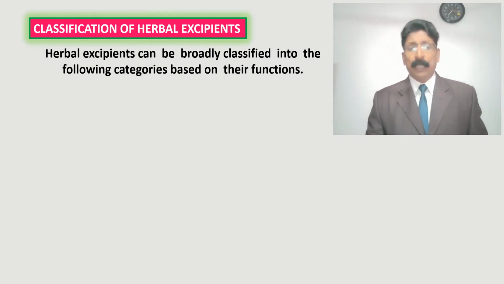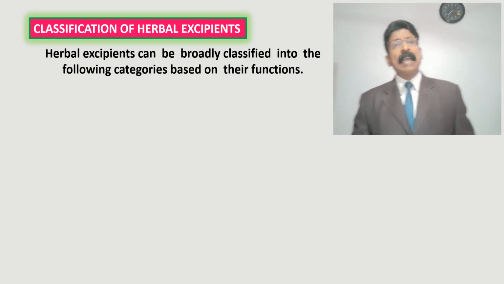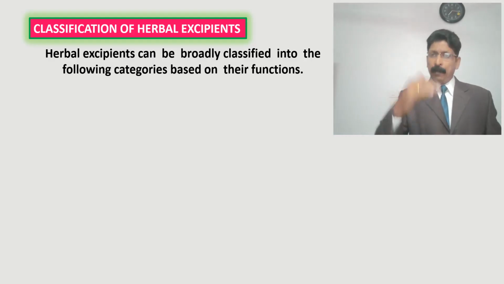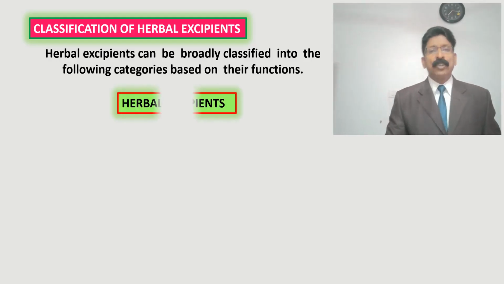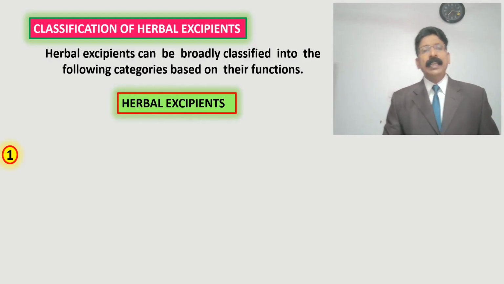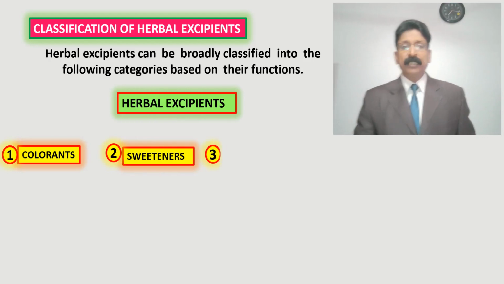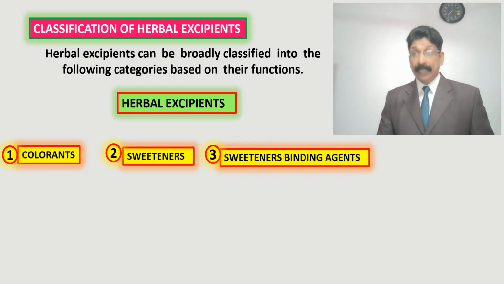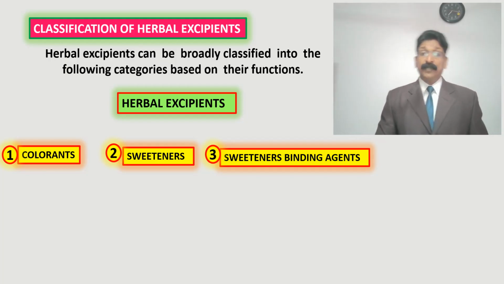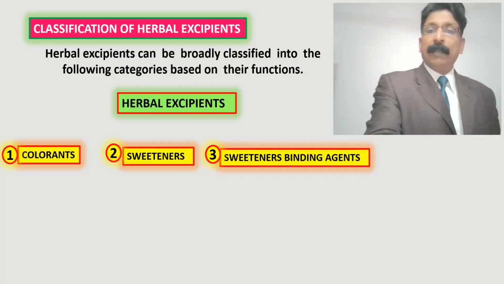Classification of herbal excipients: when we want to talk about herbal excipients, how they are classified. Herbal excipients can be broadly classified into the following categories based on their functions. When you see number 1, colorants, number 2, sweeteners, number 3, sweeteners, binding agents. Sorry, it is actually sweeteners, and again, separately, it is binding agents.